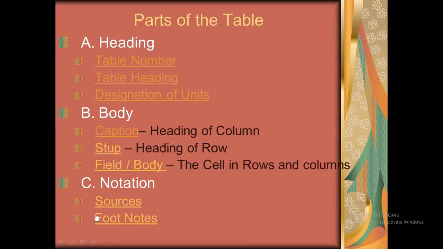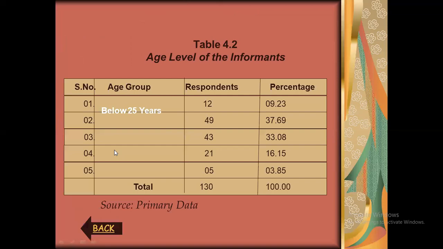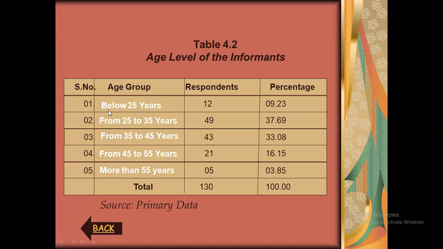And the next part is called the stub. Stub means the heading of the row. That means the row headings are called the stub. In this, I am using five rows. The first row is below 25 years, and the second is 25 to 35 years. That means each and every row must have some heading. That heading is called the stub.